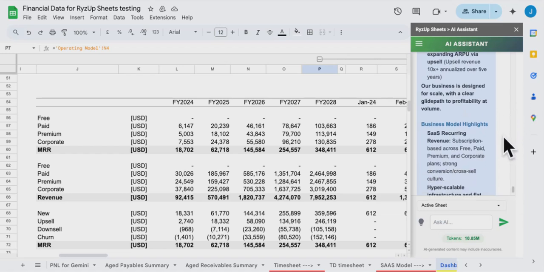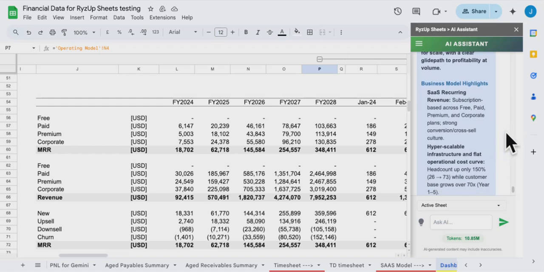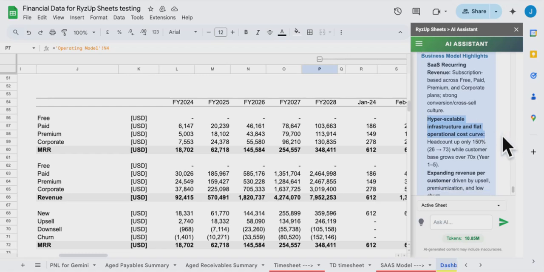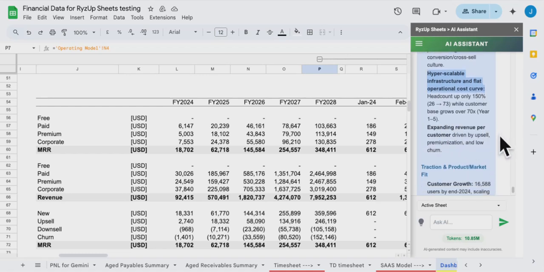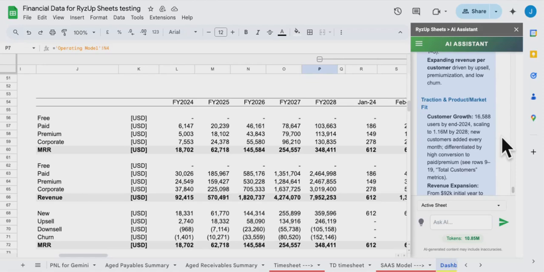Then it goes into highlighting the business model highlights. There is SaaS recurring revenue, hyper-scalable infrastructure, and flat operational cost curve, which is pretty impressive analysis or insights by the assistant. Expanding revenue per customer is driven by upsell, premiumization, and low churn, which are extremely useful. Then it talks about our traction and product market fit.